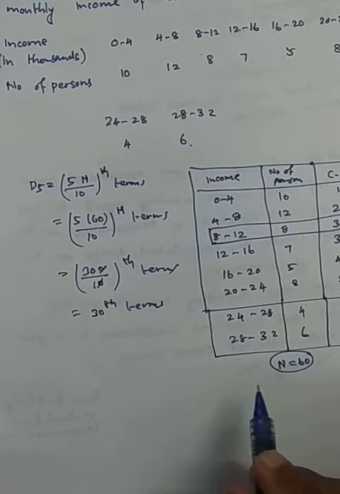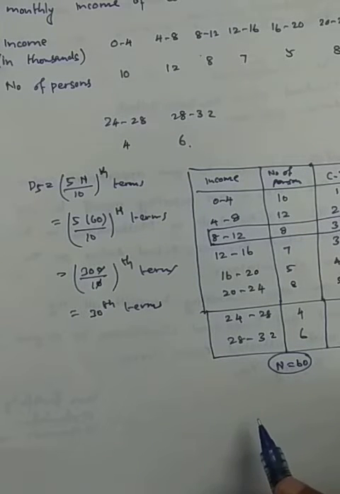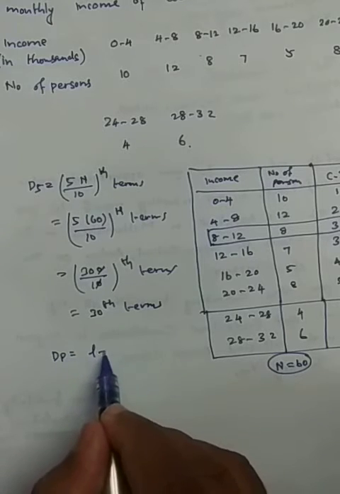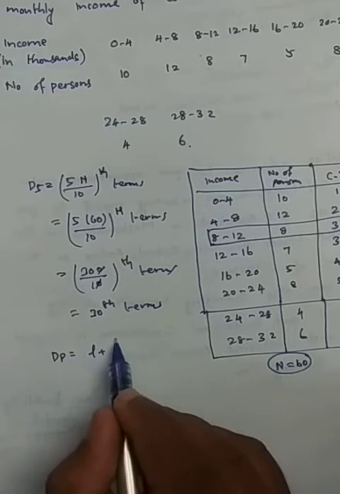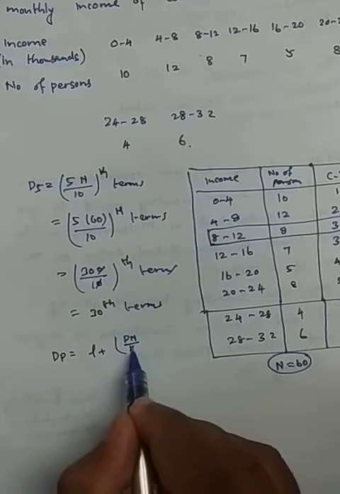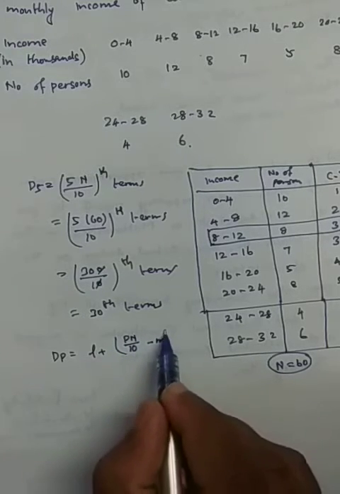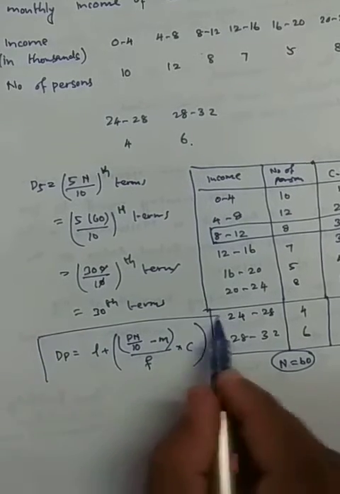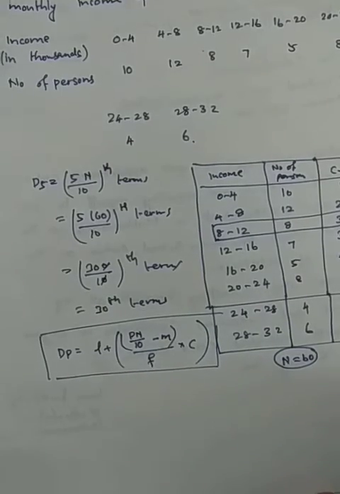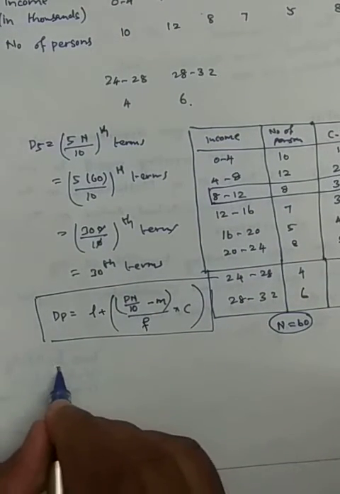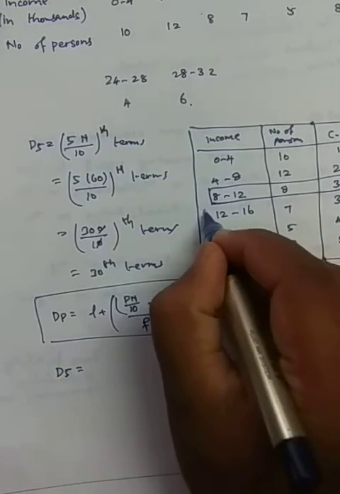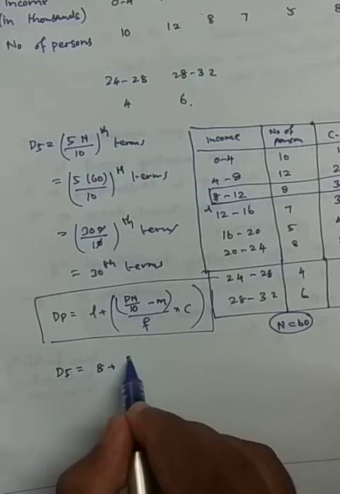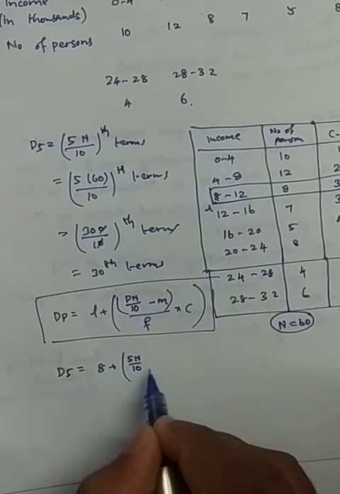Okay. So now what's the formula? Dp equals L plus pn by 10 minus m by f into c. This is the formula, keep it in mind. Now in place of p, it is D5. So L is here 8 plus 5n by 10, that value, minus m.